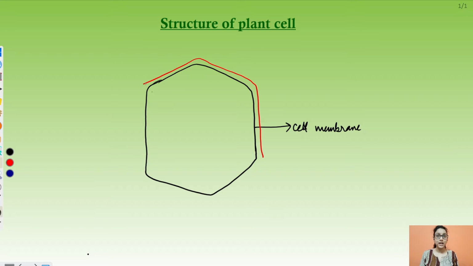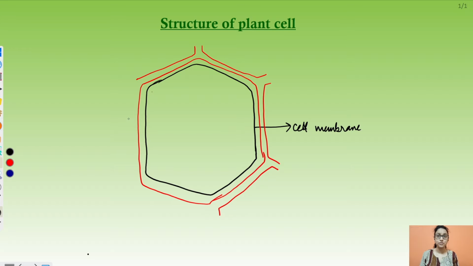This cell wall will be absent in animal cells. There is a difference between plant cell and animal cell. This cell wall can be made up of cellulose or hemicellulose, or sometimes there can be depositions of lignins also. This is the cell wall.